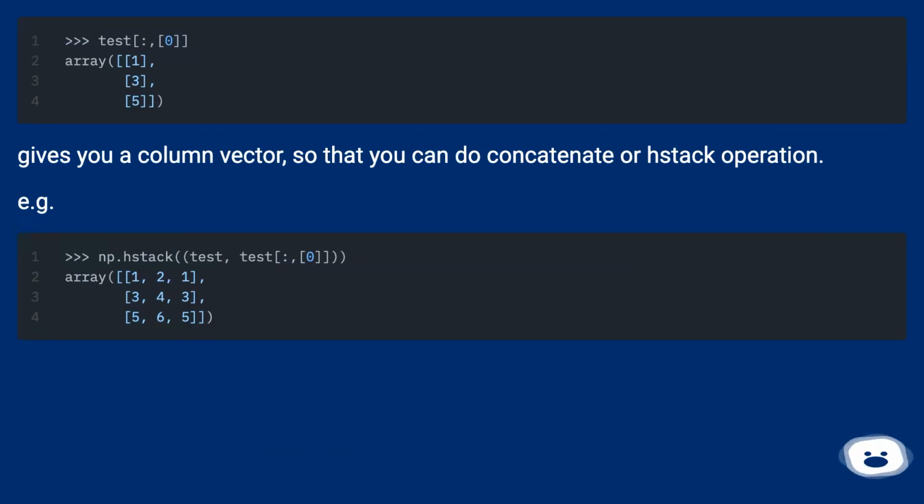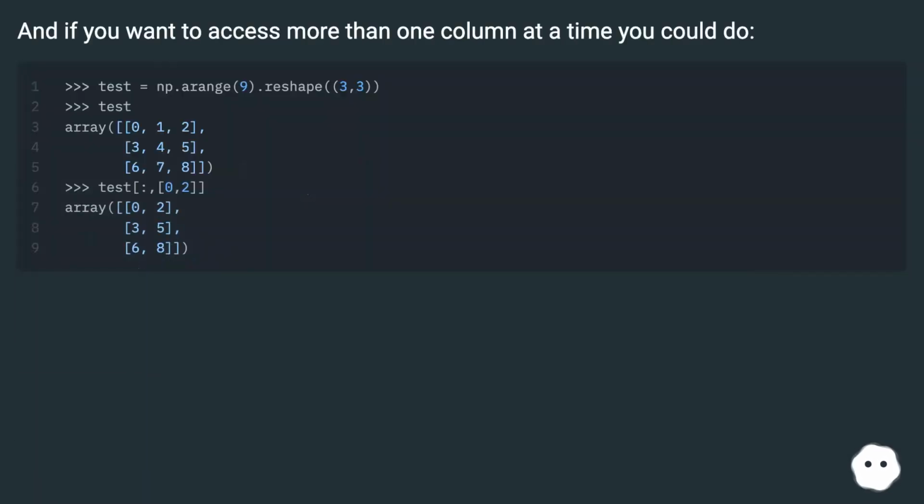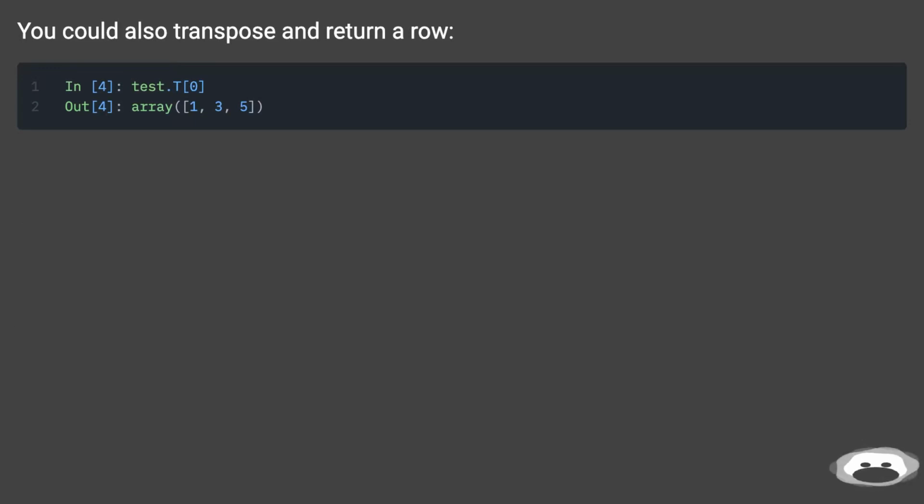This gives you a column vector, so that you can do a concatenate or stack operation. For example, and if you want to access more than one column at a time, you could do this. You could also transpose and return a row.